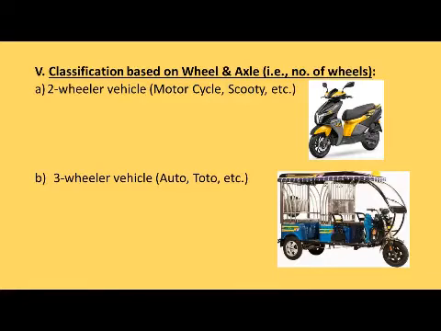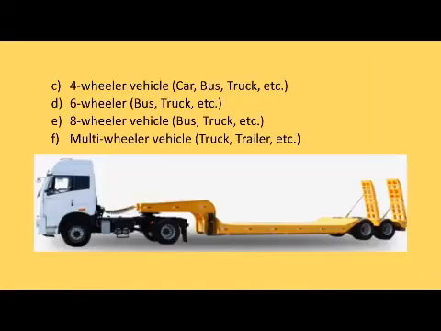Okay. Then next, the classification of vehicle based on wheel and the axle, that is the number of wheels the vehicle has. Two-wheeler vehicle like motorcycle, scooty, etc. Three-wheeler vehicle like auto, toto, etc. Four-wheeler vehicle like car, bus, truck, etc. Six-wheeler, some buses have 6 wheels, some trucks have 6 wheels. 8-wheeler vehicle, like some buses have 8 wheels, some trucks have 8 wheels, and multi-wheeler vehicle like truck and trailer.